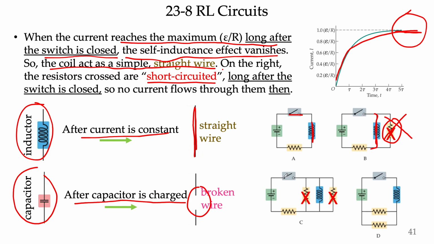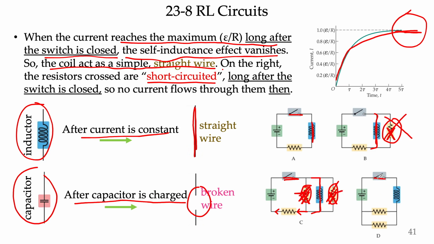Now what about the third one? I close the switch, and after some time passes, this acts as a straight wire, and it will short this resistor and this resistor. So there will not be any current passing through them. Of course, there's going to be a current passing through this resistor; it's not shorted. But these two, this one and this one, are short circuited.